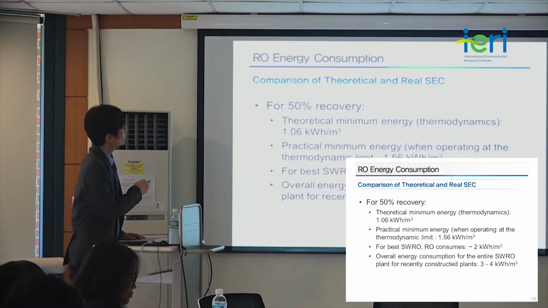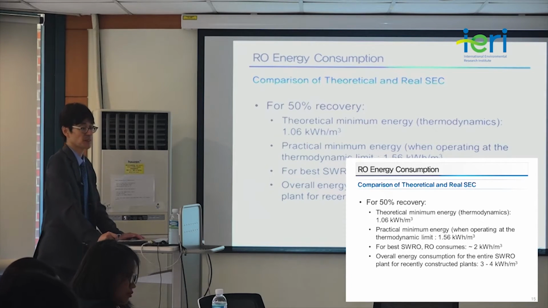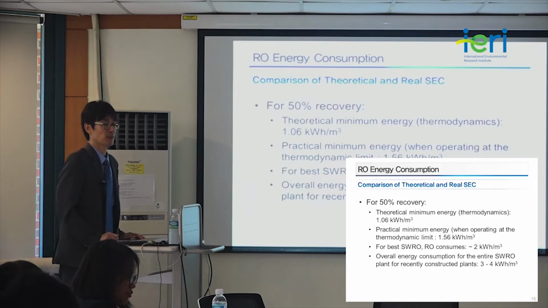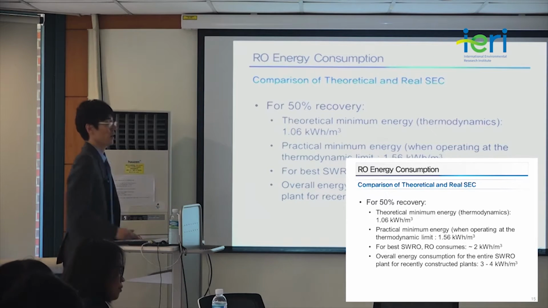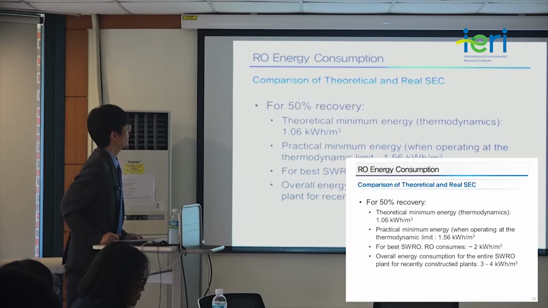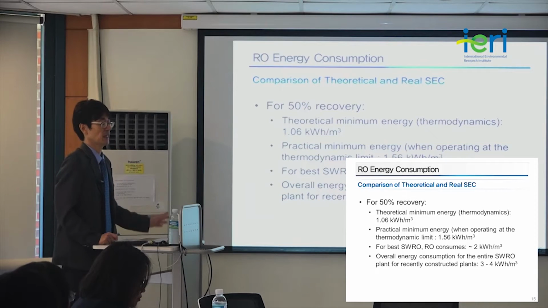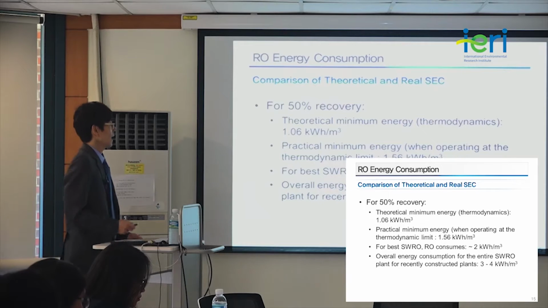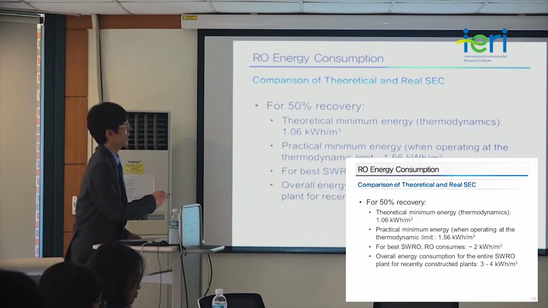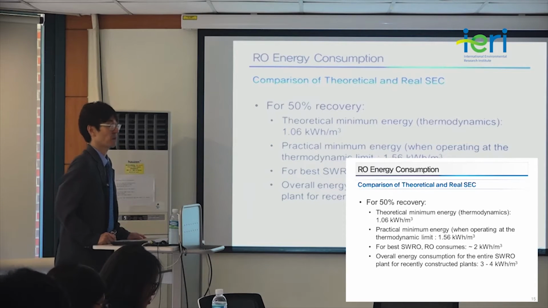And in such cases, the theoretical minimum energy is 1.06 kilowatt hour per cubic meter, because it's larger than this 0.7, because we consider 50% of recovery. Our practical minimum energy when operated at the thermodynamic limit is 1.56 kilowatt hour per cubic meter, which considers these irreversible energy losses. But at least we need to have higher energy consumption than this value to have the actual operating conditions.